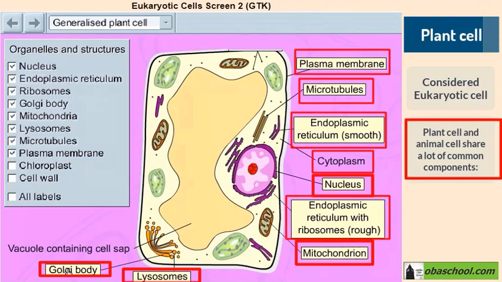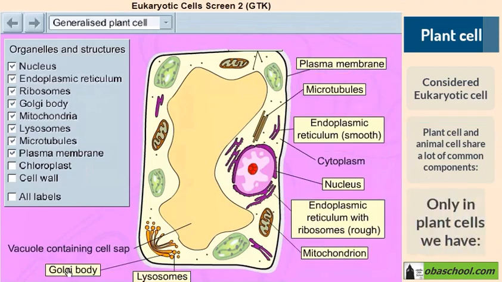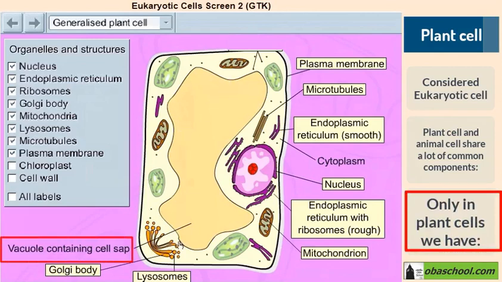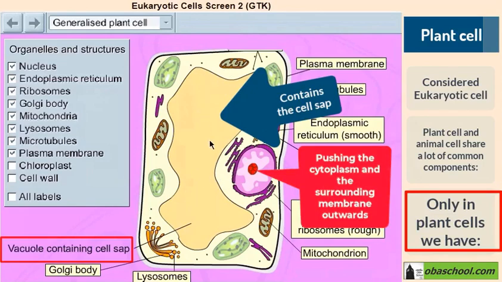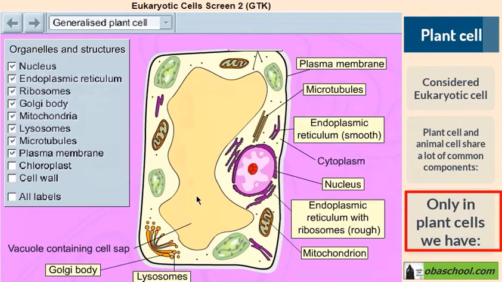However, the plant cell contains a large vacuole, only found in plant cells. Usually, the vacuole contains the cell sap, and this cell sap will push the cytoplasm and the surrounding membrane outwards. As I said, vacuoles are only found in plant cells, but not in animal cells.